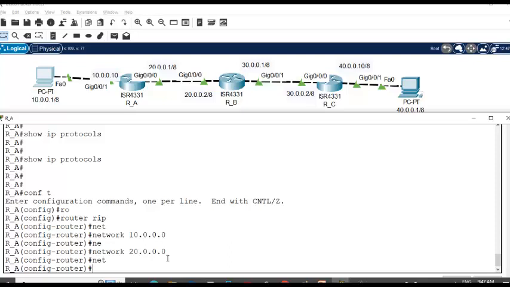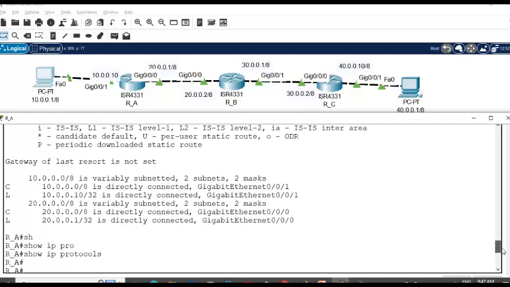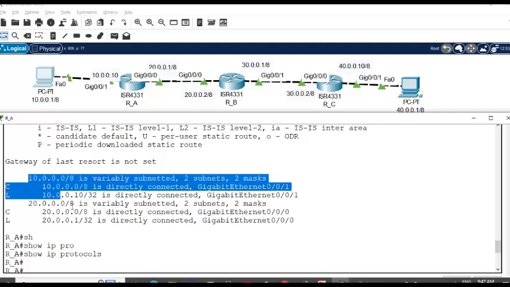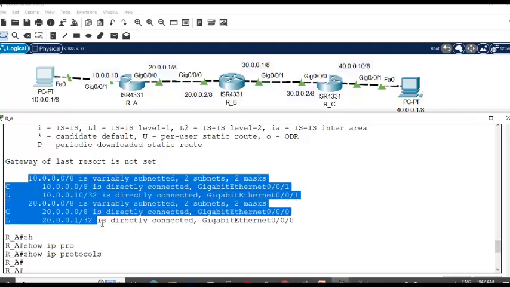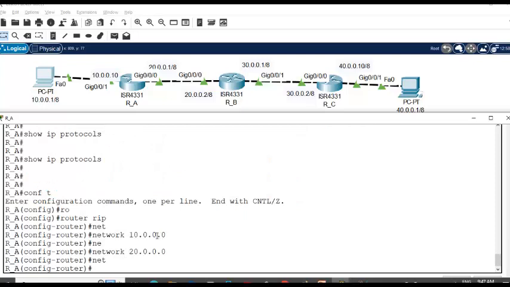Now router A is over. I saved it. Now you see show IP protocol. You can see the exact thing that you saw in the presentation. When we type show IP protocol in the presentation, you see the routing protocol is RIP, and so on. See version 1. It's the same thing.